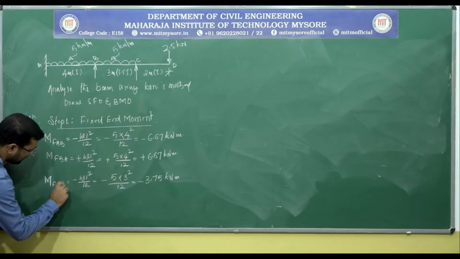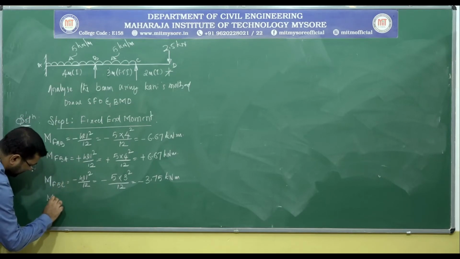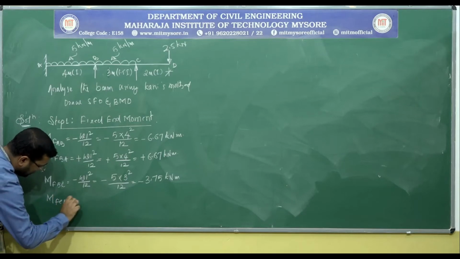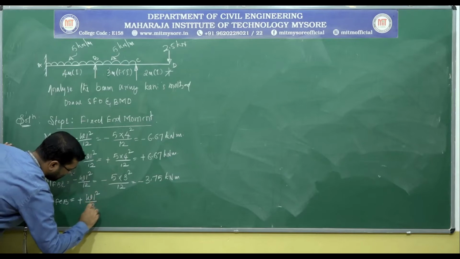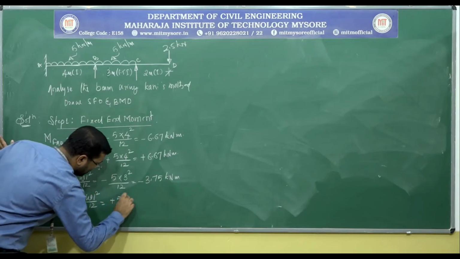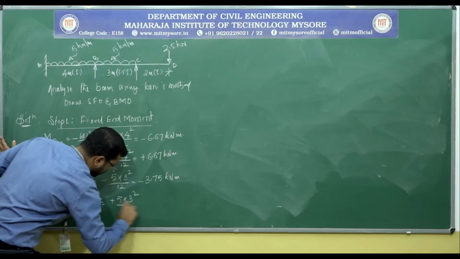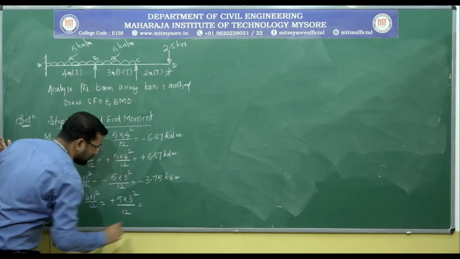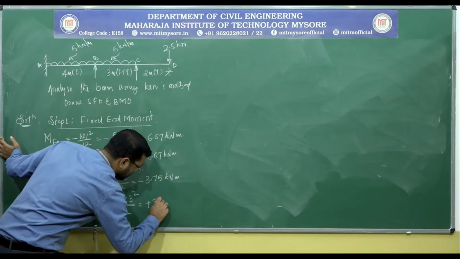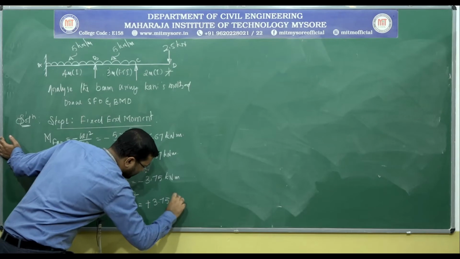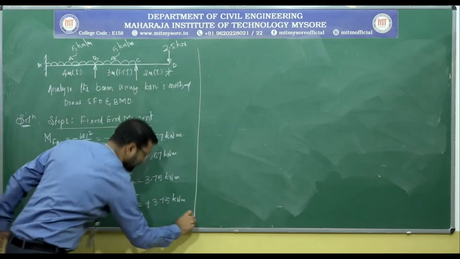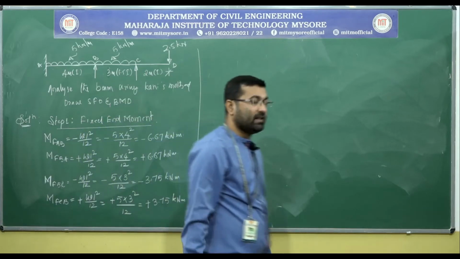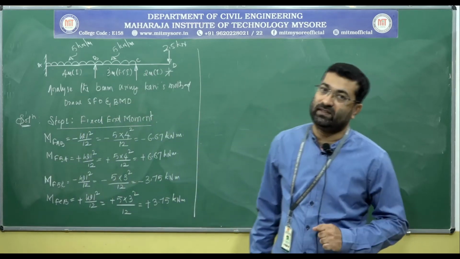Next one is MFCB. MFCB is plus WL square by 12. So it is plus 5 into 3 square divided by 12, which gives you plus 3.75 kilonewton meter. These are the fixed end moments for span AB and span BC.